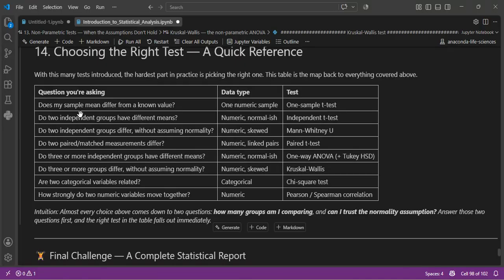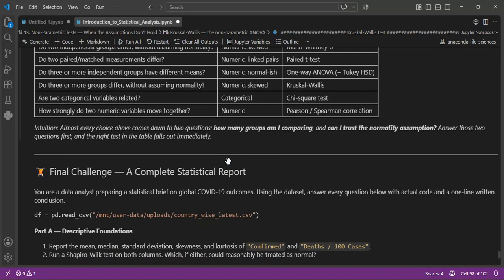Are two categorical variables related? Use the chi-square test. How strongly do two numeric variables relate? Use the Pearson or the Spearman correlation. So basically, here comes the end of our introduction to statistical analysis. Please, if you have any questions, you can kindly go ahead and ask.